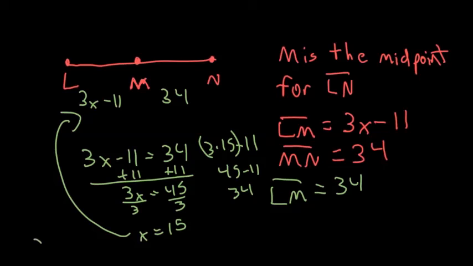And then the last thing we need to do is find the distance LN. So LN is just going to be the two line segments added together. So we would just have 34 and 34. We'd add those together to give us 68. So we found x, we found LM, and we found LN.